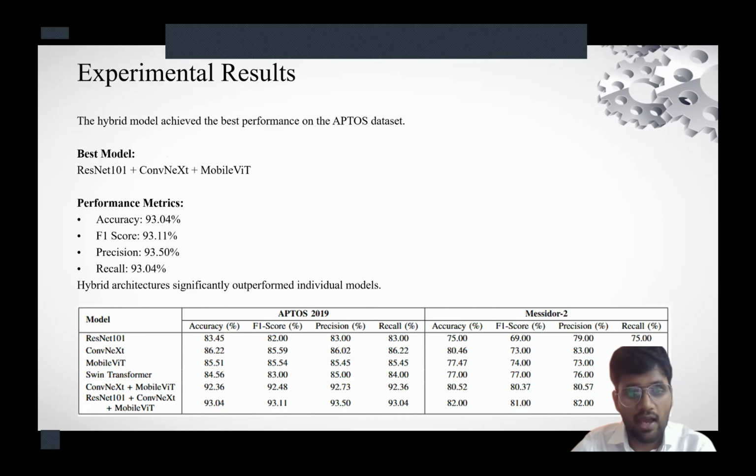The results. The experimental results show that the hybrid model achieved the best performance. The best performing model was the combination of ResNet 101, ConvNeXt, and MobileViT. On the Aptos dataset, the model achieved an accuracy of 93.04%, an F1 score of 93.11%, a precision of 93.5%, and a recall of 93.04%, as shown in the table below. These results demonstrate that hybrid architectures outperform individual models.